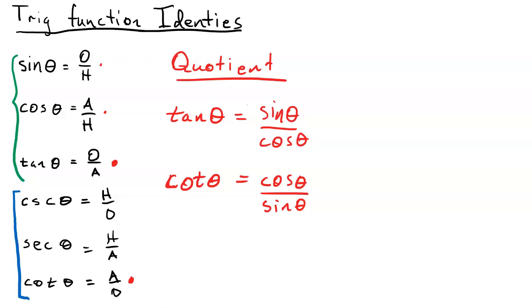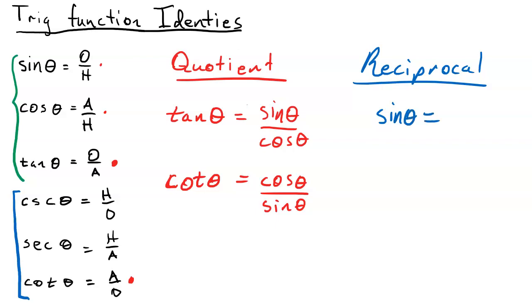The second identities that we use are the reciprocal identities. And the reciprocal identities are called reciprocals because they are, in fact, reciprocals. So again, I use this in the example with the chart. Sine theta is opposite over hypotenuse. And if we flip that fraction, we get hypotenuse over opposite, which just so happens to be cosecant. So we can write sine theta as 1 over cosecant theta.